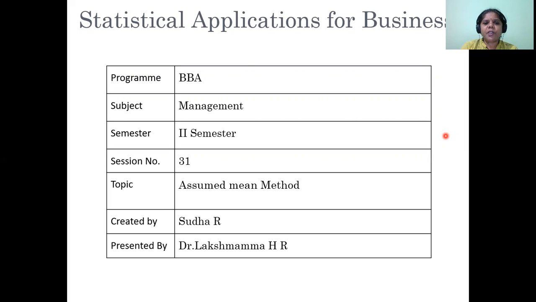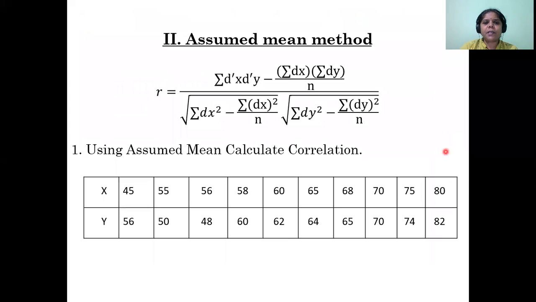In the previous session, we have solved the problems on actual mean method, coefficient of correlation. In the present session, let us discuss the problems on assumed mean method, Pearson coefficient of correlation. There are two methods for computing the problem: actual mean method and assumed mean method. In the previous class, we have solved the problems on actual mean method. Let us solve the problems on the second method, that is called assumed mean method.